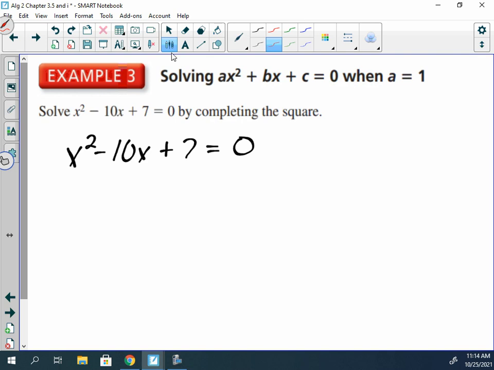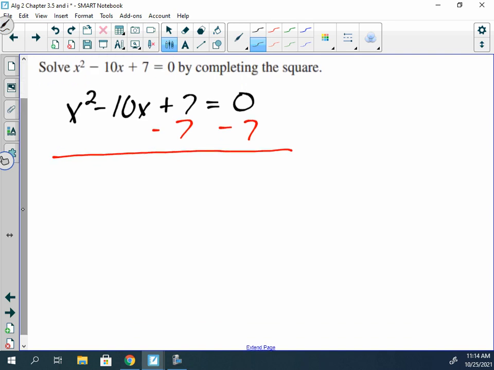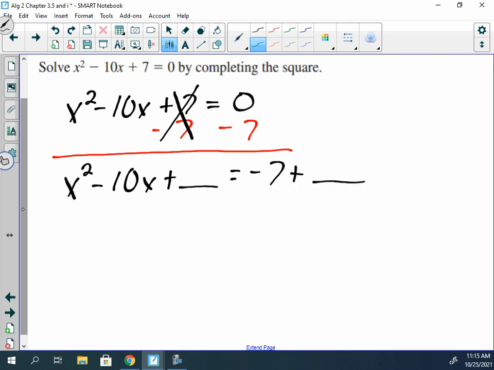So the first thing we look to see is a equal to 1. Is a equal to 1? Well, yes, because a is the number in front of which variable? X squared. Well, there's not one written, so it's understood to be 1. The second step is to get all the constant terms on the same side. So we would subtract 7 from both sides, because 7 minus 7 is 0, which gives us x squared minus 10x plus blank is equal to negative 7 plus blank.